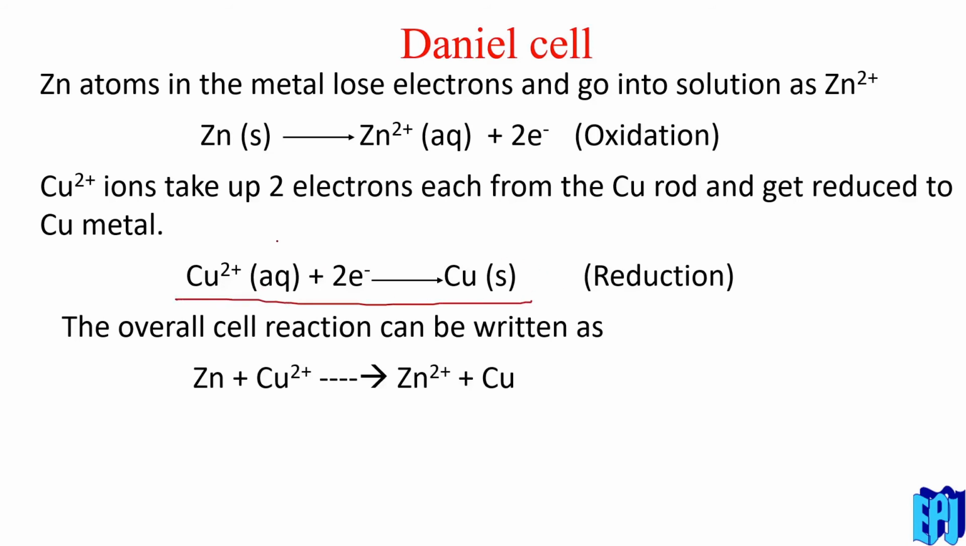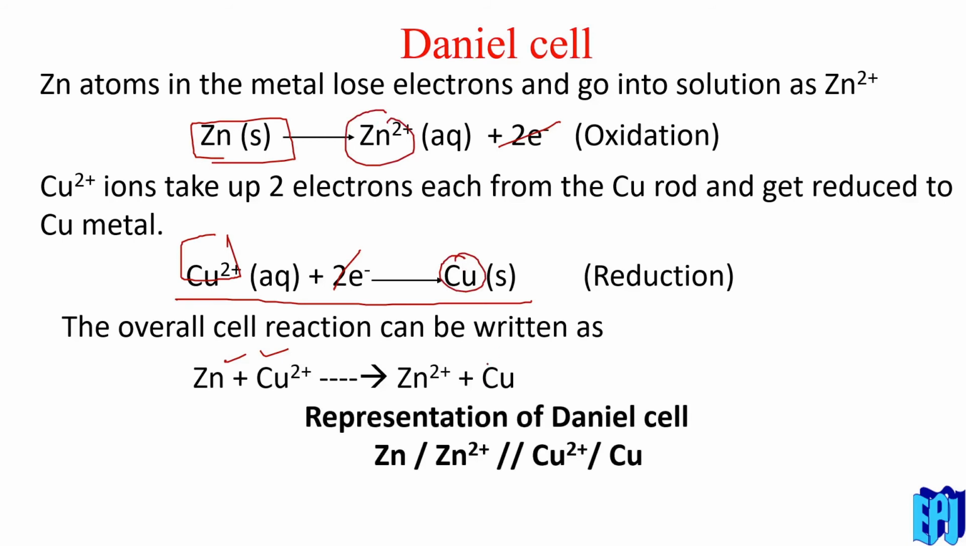Just cancel the common terms, that is the 2 electrons, which are common on both sides. Here the left-hand side is Zn plus Cu2+, then put the arrow mark, and on the right Zn2+ and Cu. So this is the representation.